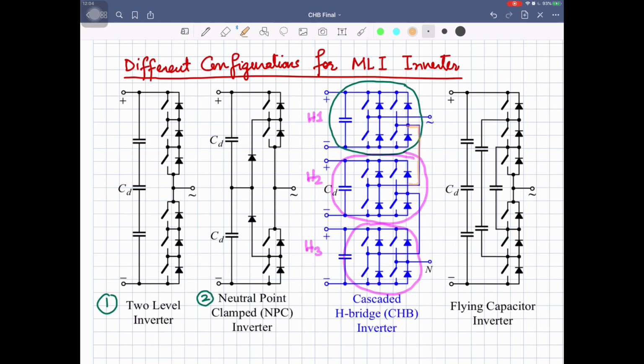This point is connected over here with this point, and then this point is connected over here, and the load is connected between these 2 points. So H-bridges are connected in series or cascaded to construct multiple levels in the output voltage waveform. So we will be discussing this configuration in detail. The fourth commonly used method for the construction of multiple levels in the output voltage is the flying capacitor inverter.